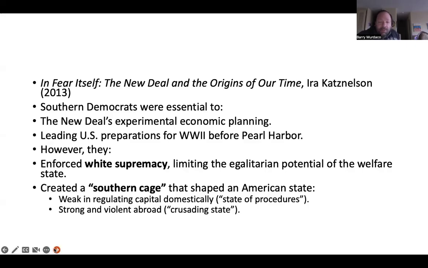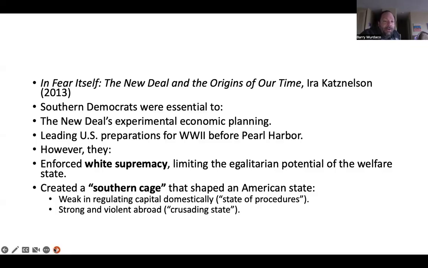Now, of course, there's a lot more that can be said about this. I'm just giving a brief overview. Now I'd like to jump into the New Deal period itself, and really analyze it using the book Fear Itself by Ira Katznelson, who has a few interesting things to say about it.